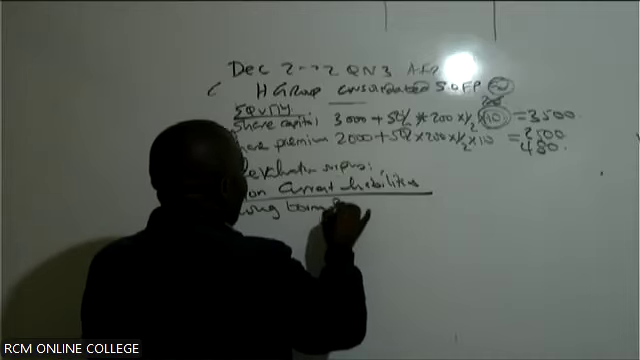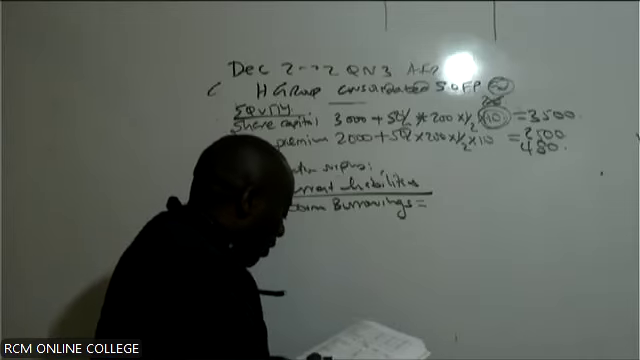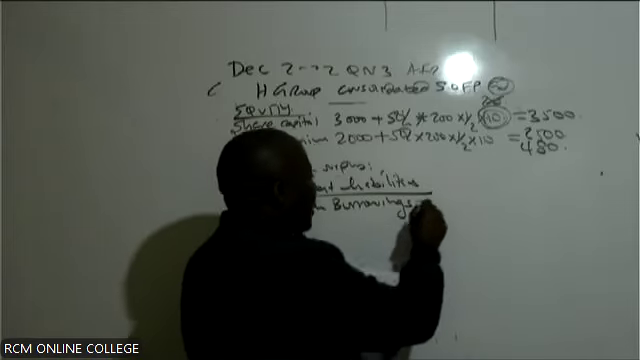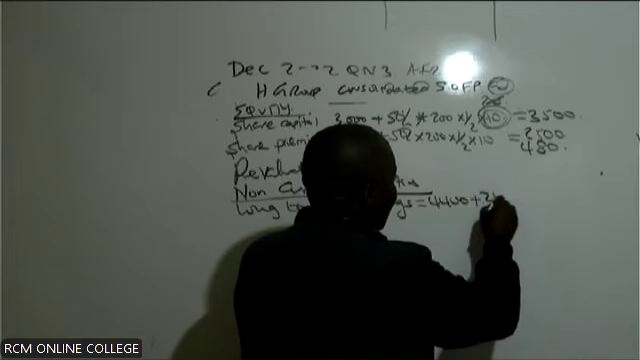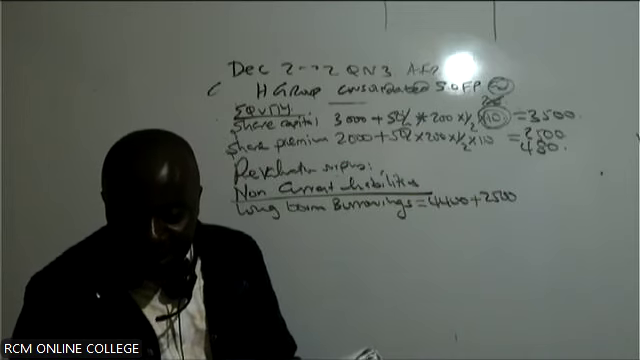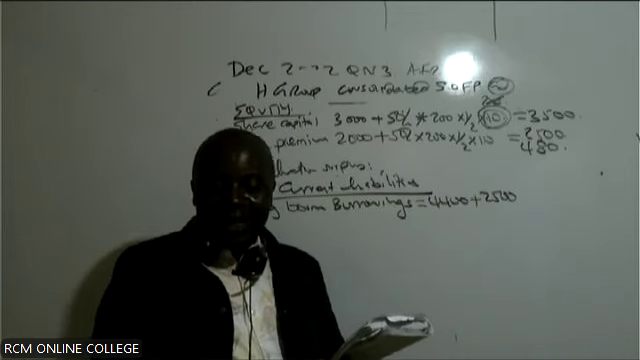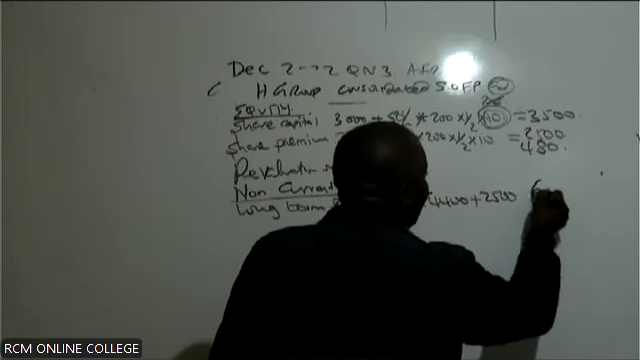Long-term borrowings, free marks. So long-term borrowings, we have 4,400 plus 2,500 plus 2,500, which gives us what figure? Great. So 6,900, isn't it? 6,900, no adjustment.